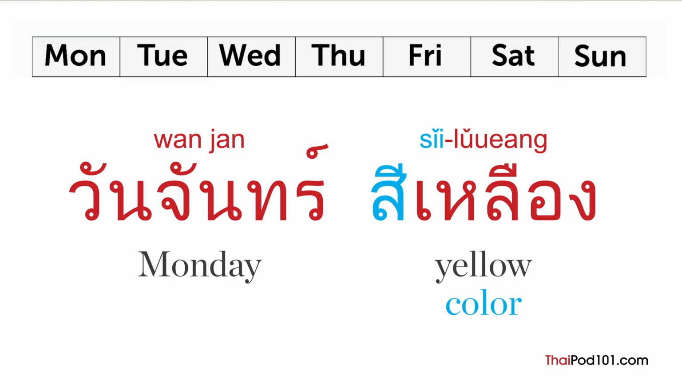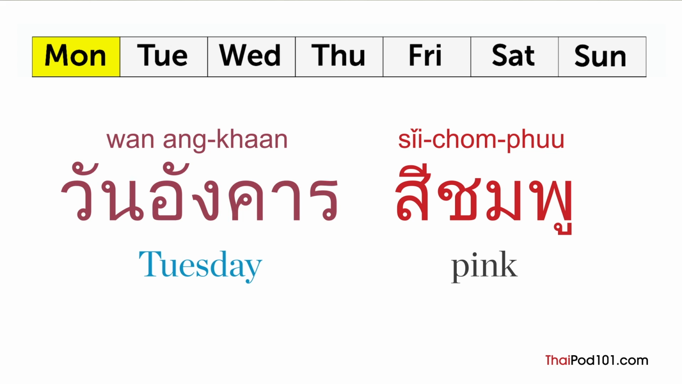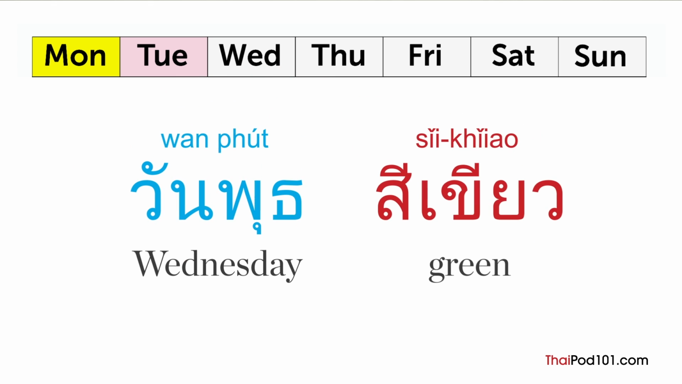Color in Thai is สี, like the days of the week. We put this word in front of the color names when talking about them. And now, the colors of the days are: วันจันทร์, Monday is represented by สีเหลือง, yellow. วันอังคาร, Tuesday is represented by สีชมพู, pink. วันพุธ, Wednesday is represented by สีเขียว, or green.